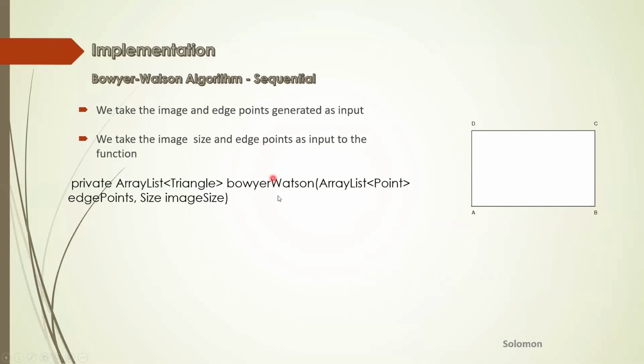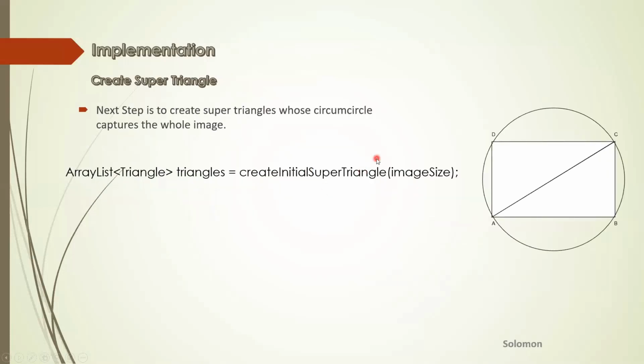So basically, the algorithm takes an array list of edge points and the size of your input image. Then we need to create a super triangle. A super triangle is a triangle whose circumcircle encompasses the whole image. So basically, if you divide the picture by the diagonal, you get two triangles, and the circumcircles would coincide, and the entire image would be within that.